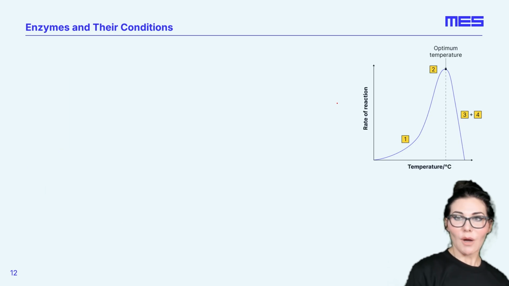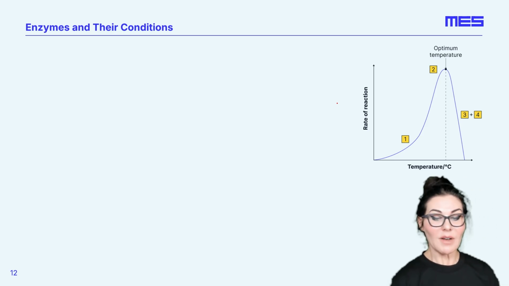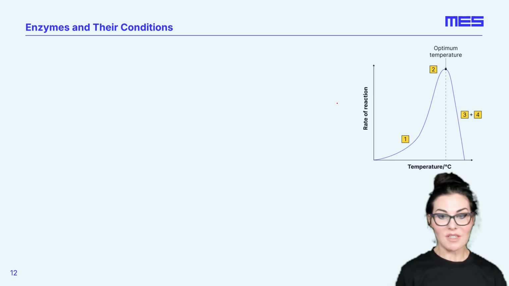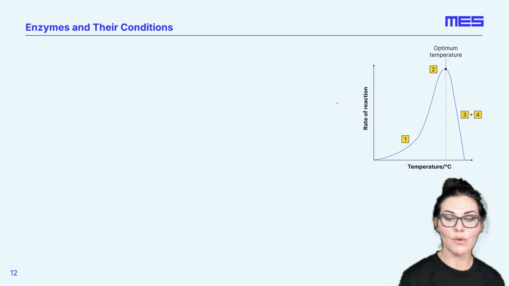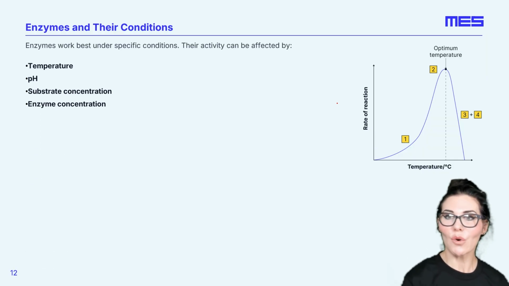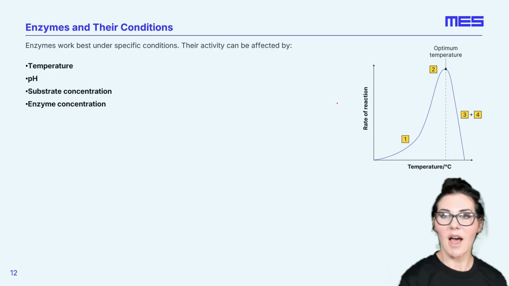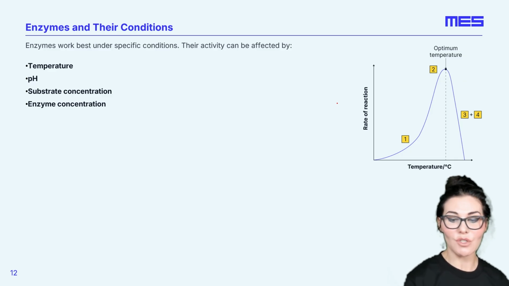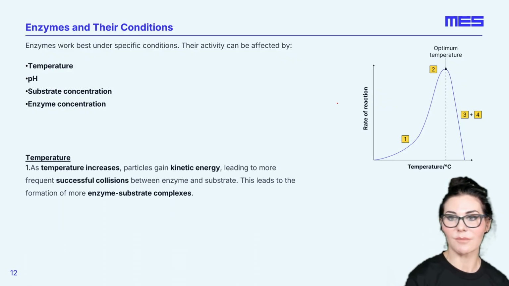We're going to address now how enzymes are quite sensitive to the conditions around them. I mentioned before that enzymes are sensitive to temperature changes and also to pH changes in their environment. We'll talk about temperature first, then move on to pH, and then look at two other factors too, the substrate and the enzyme concentration.